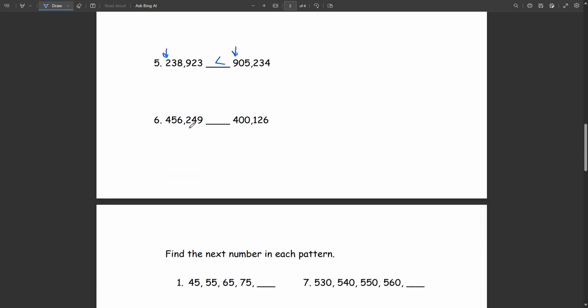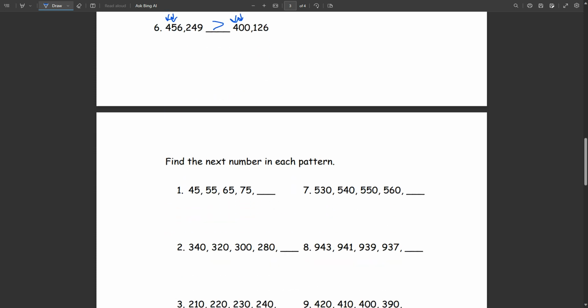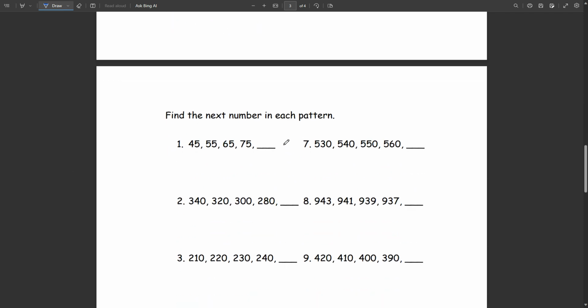And then let's look at number 6. So we look at the first numbers, so we know it's the same. And then these are equal, so we look at the next one. So 5 and 5 and 0. So 5 is greater than 0, so this one is greater than. Right. Okay, next page is to find the next number in each pattern. So let's look at number 1. So 45, then it goes 55, 65, 75. So if we notice, it's going up by tens every single time.